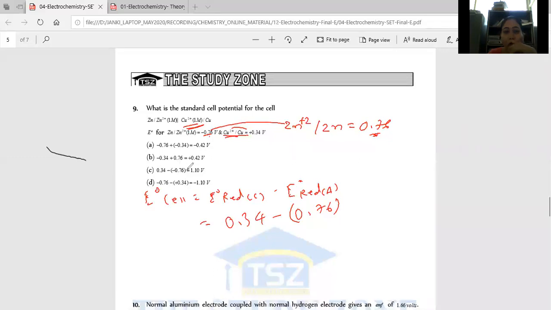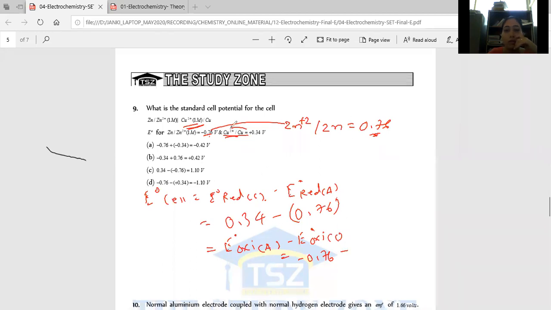That should be correct. Minus 0.76. C is not minus. This is minus minus plus. Reduction. See, always take care. E naught cell is equal to E naught reduction of cathode minus E naught reduction of anode. Or there is another option: E naught oxidation of anode minus E naught oxidation of cathode. E naught oxidation of anode, if we take it for the anode, so this is minus 0.76. What is oxidation of cathode?